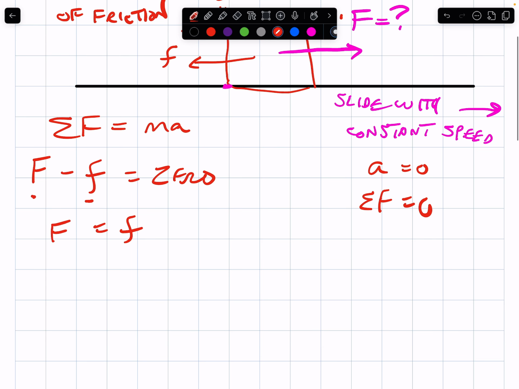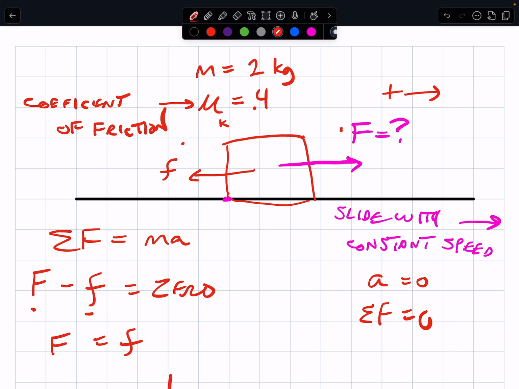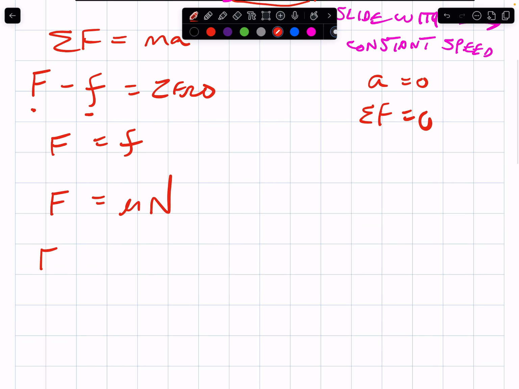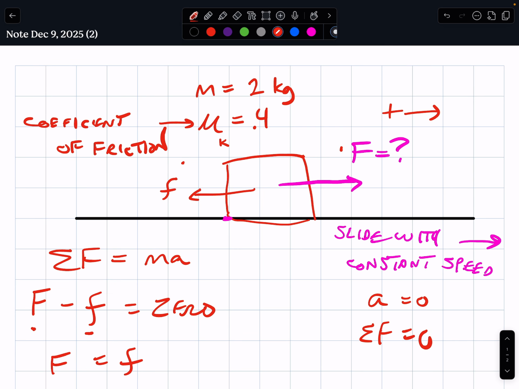Well, friction, there's an equation for that. Friction is equal to mu times n. Right? And so we have the value here for mu is 0.4. And n, what is n for this problem? Well, I made a major mistake here. I didn't draw my free body diagram the very first thing, which I should have done. Here's mg. That's the weight of the box.